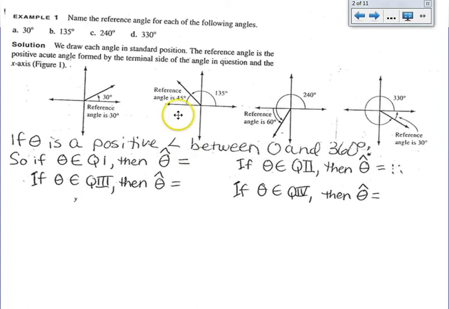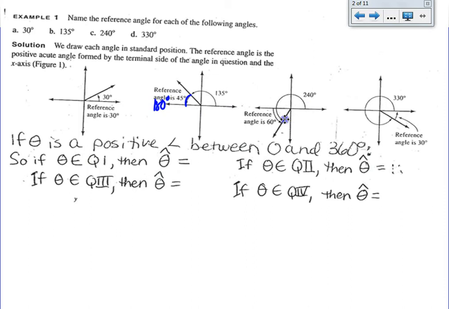So, let's look at some examples. Name the reference angles for the following angles. Now, we've taken the liberty of having them drawn for you. So, a 30-degree angle is already a positive acute angle, so it is its own reference angle. Now, 135 was the example we just did. So, how far away is it from 180? It's 45 degrees, so its reference angle is 45 degrees.